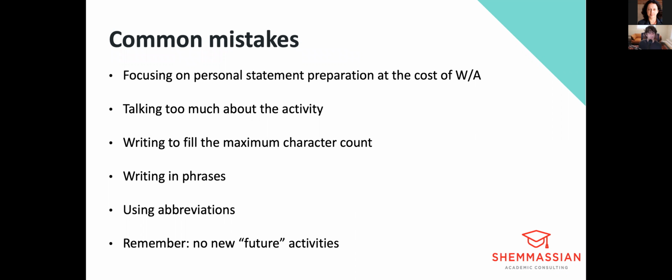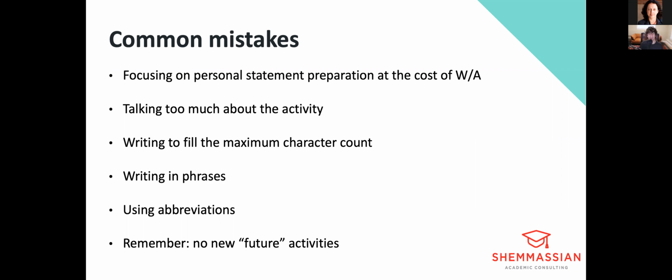All right. So common mistakes for the work and activity section. Focusing on personal statement preparation at the cost of the work and activity section. We talked about this earlier, right? People get obsessive about their personal statement, but when it comes to their work and activity section, they're like, whatever. But you want to take this as seriously. They talk too much about the activity and not about their impact. They talk about what they did almost like a resume, did this, did this, did this. Well, you're not adding any sort of flavor to it, any sort of human interest, if you will. So you want to have it be rich.